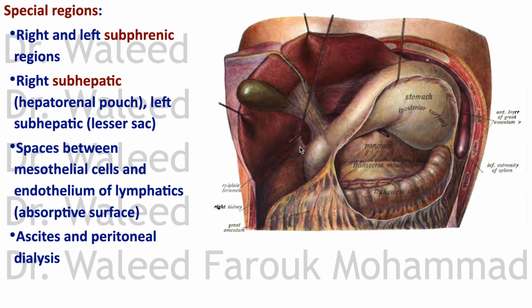See the subphrenic space. At the front, there's subhepatic space. We are now at the right side of the subhepatic space, which is the hepatorenal recess. This is the right kidney. And the left part of the subhepatic space, which is the lesser sac itself, see? And they are connected to each other. Okay.